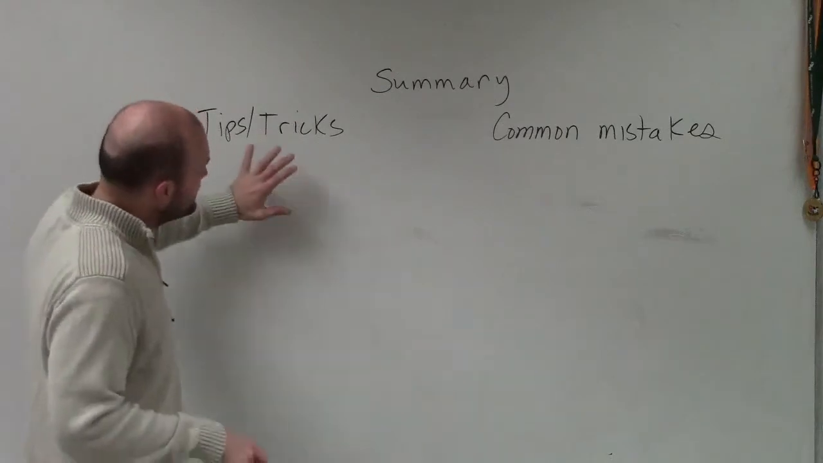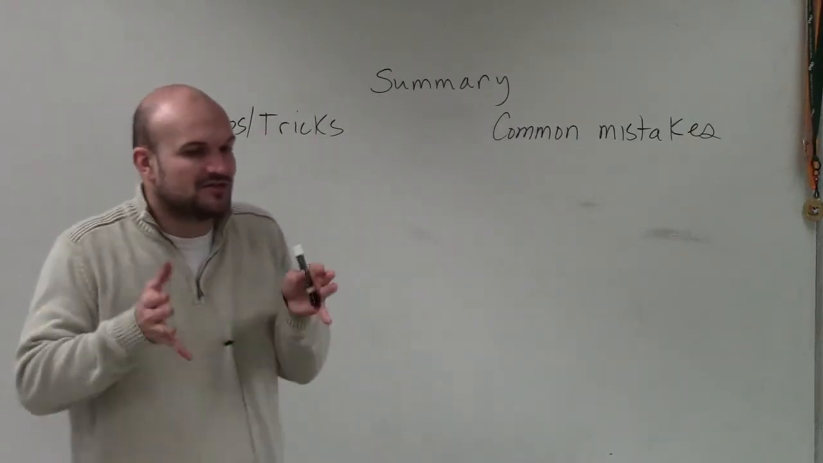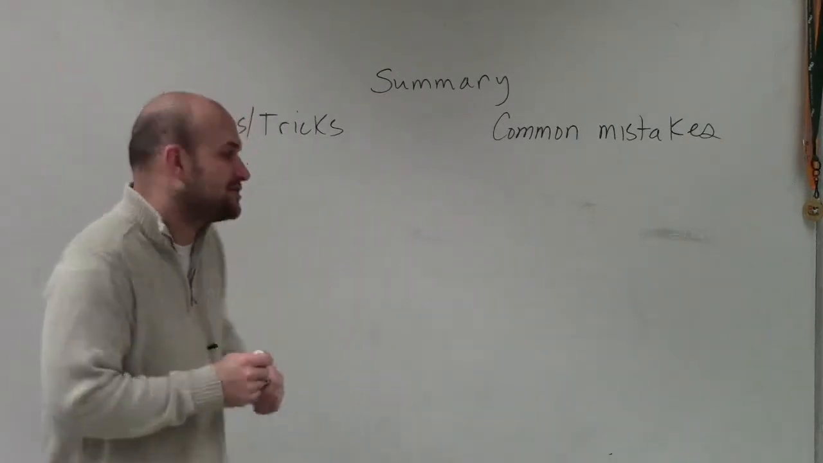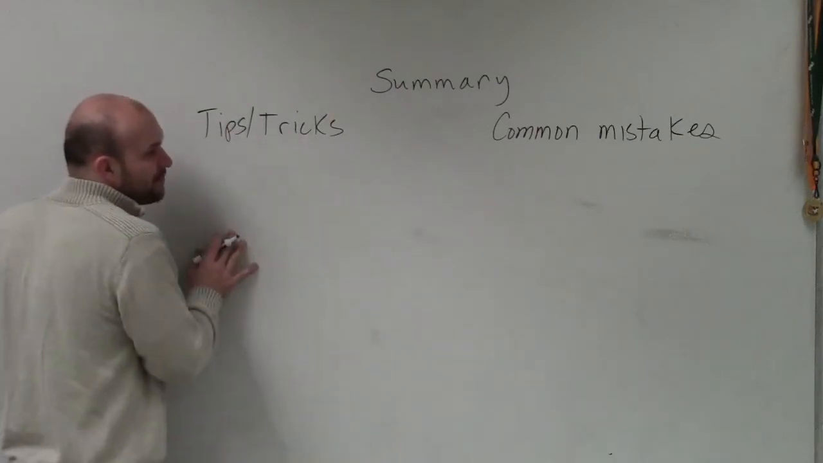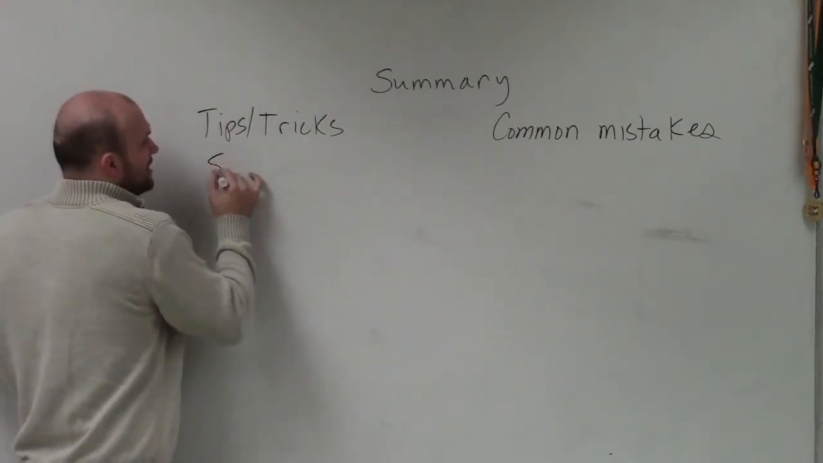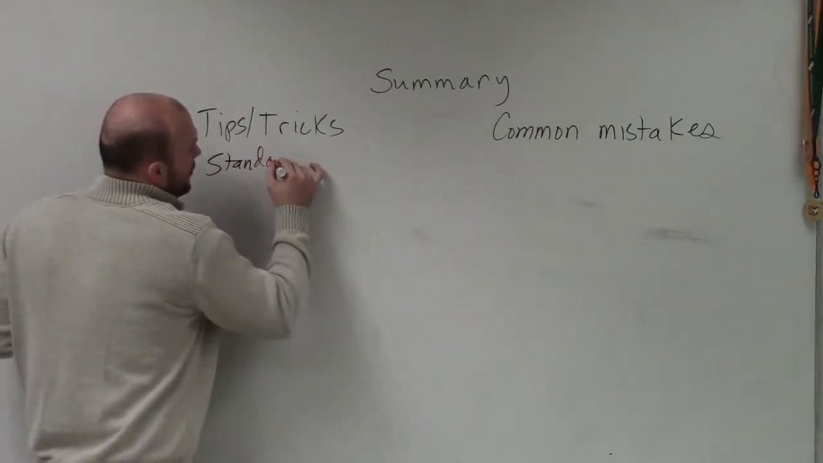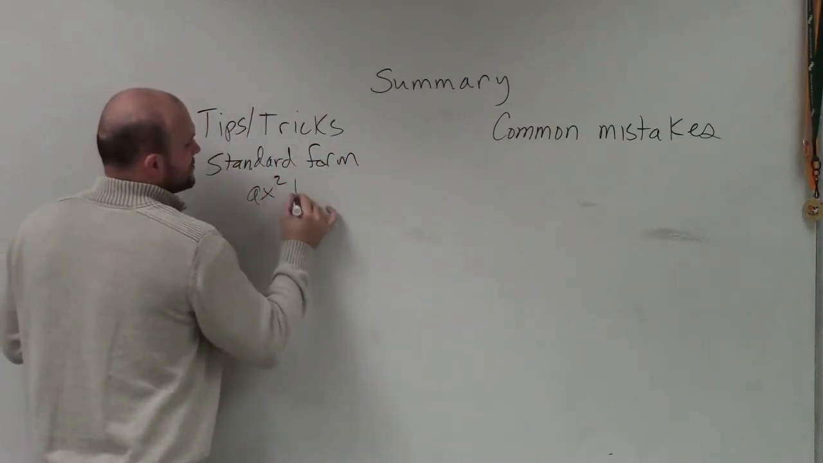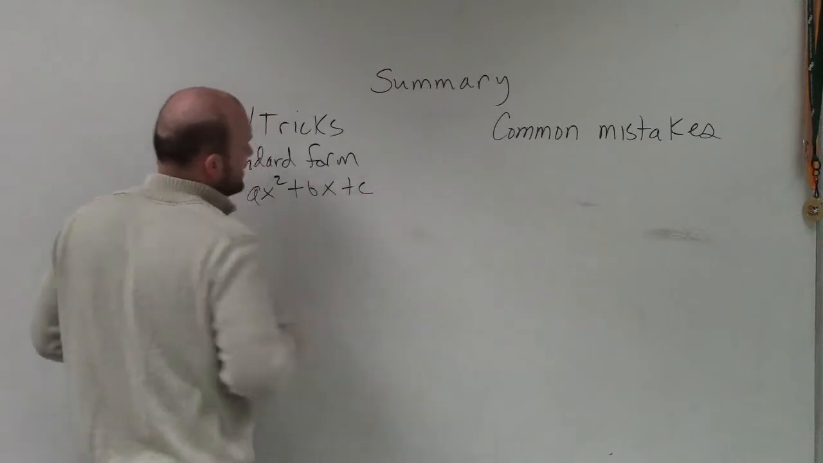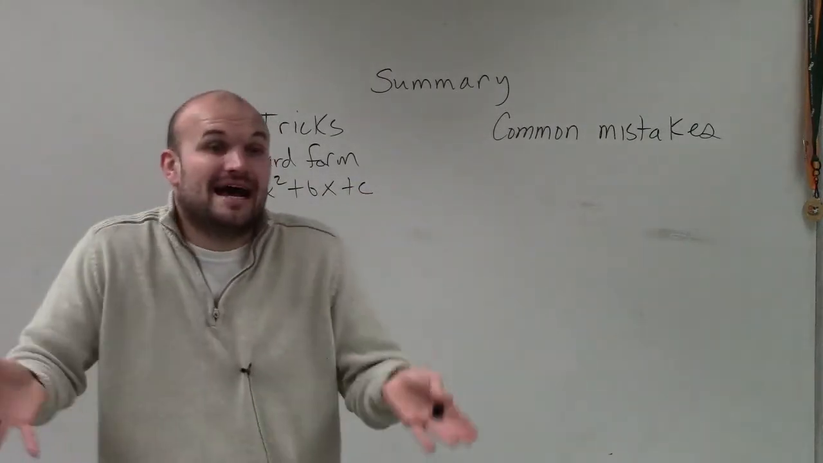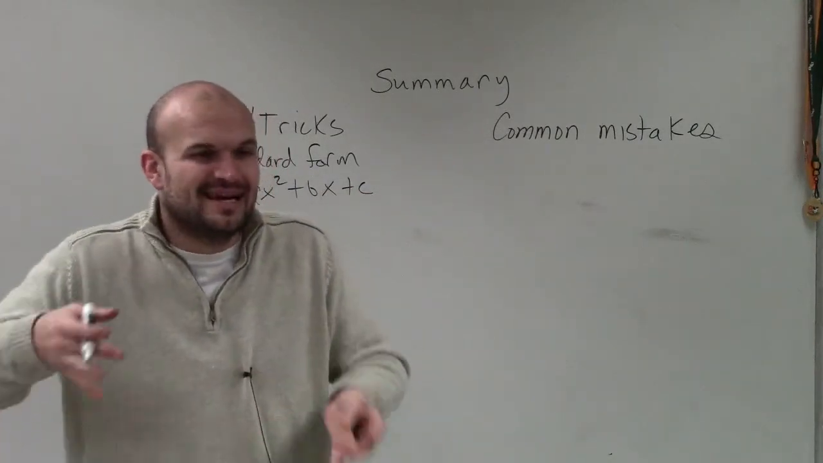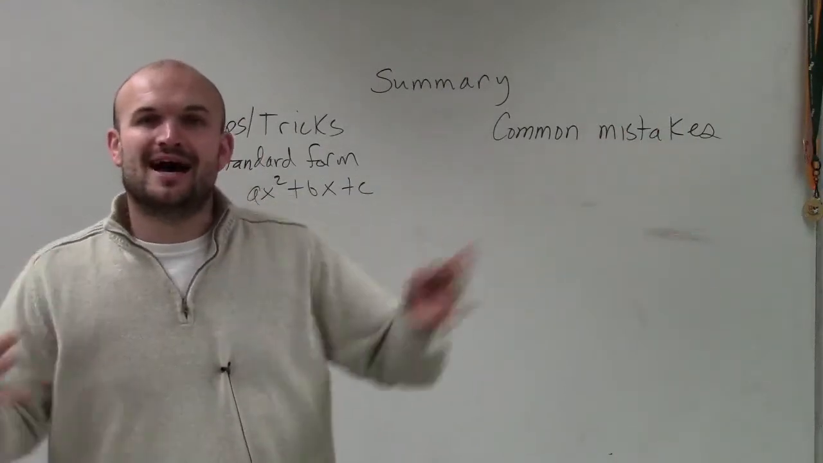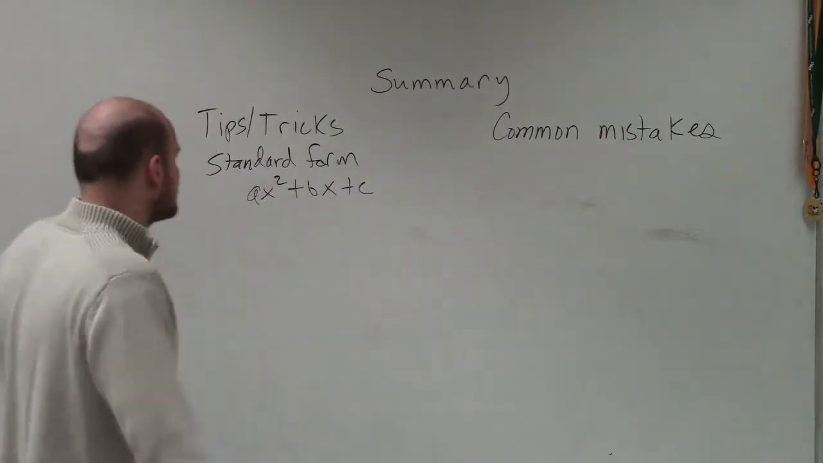A couple of things, at least from some tips and tricks, to make sure is, just like when we're doing factoring, we've got to make sure that when we're applying the quadratic formula, our equation is in standard form. And again, standard form is ax squared plus bx plus c, because when we're identifying the a, b, and c, we've got to make sure that's the true value of a, b, and c, and there's no other rogue numbers on the other side of the equation.